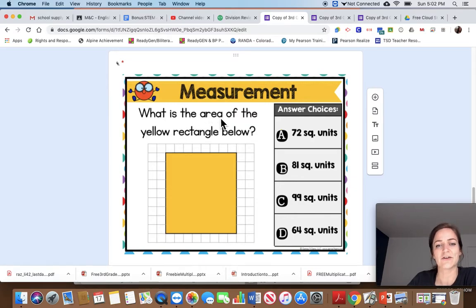What is the area of the yellow rectangle below? Now, they don't tell us what the dimensions are, but let's see if you can use this square grid to help you find what your answer is. Go ahead, pause the video, find your answer, and click play when you're ready to go.